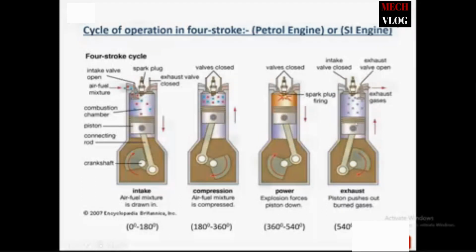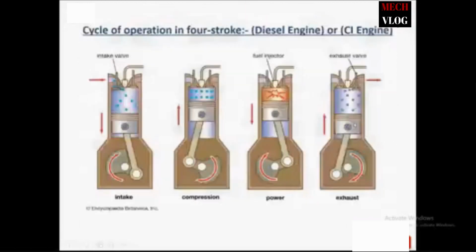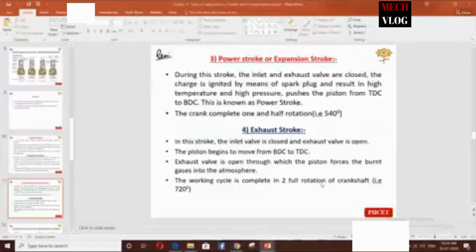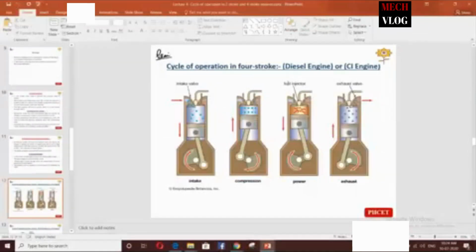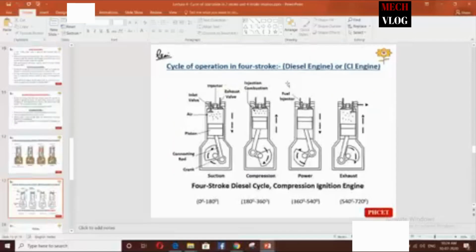So we already get the power also. This is all about the 4-stroke petrol engine. Next one is the 4-stroke diesel engine, that is the compression ignition engine. The petrol engine is called a spark ignition engine, and the diesel engine is called a compression ignition engine. Instead of the spark plug, we use fuel injectors in the diesel engine.